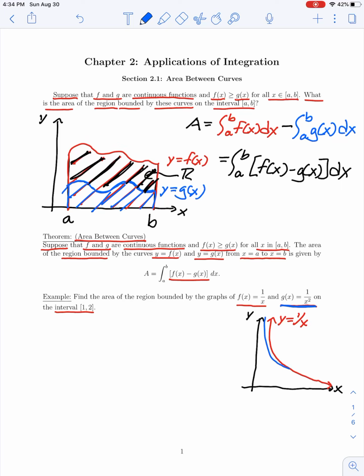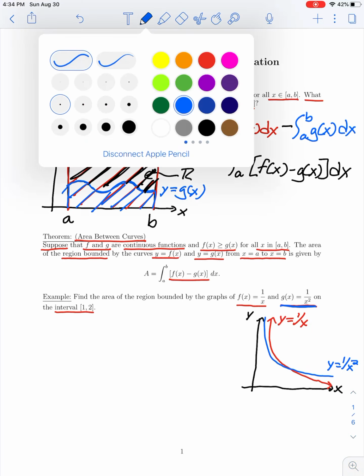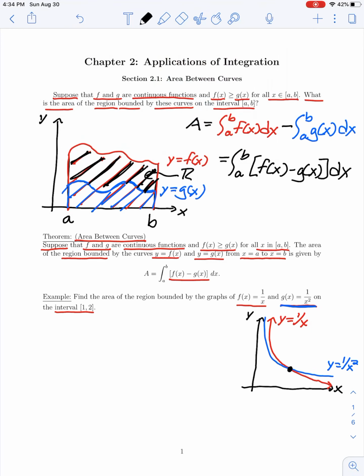It looks something like this, where these two curves, 1 over x and 1 over x squared, both pass through the point 1, 1. So they're intersecting at that point. And then we're looking for the area of the region between these two curves on the x interval from 1 up to 2. So to draw our region of interest, we would have this little sliver shaded in black.